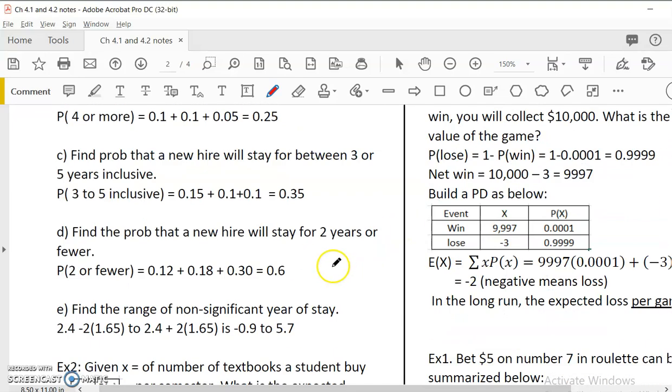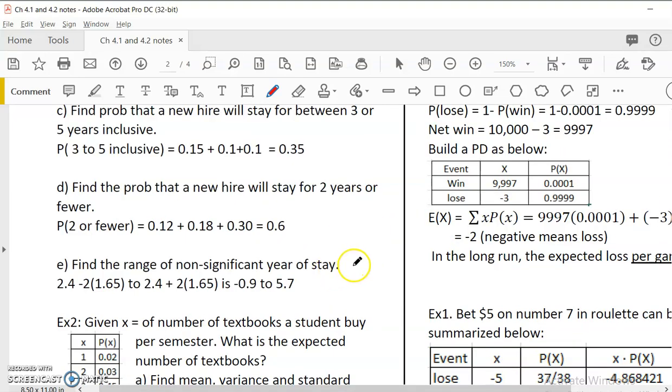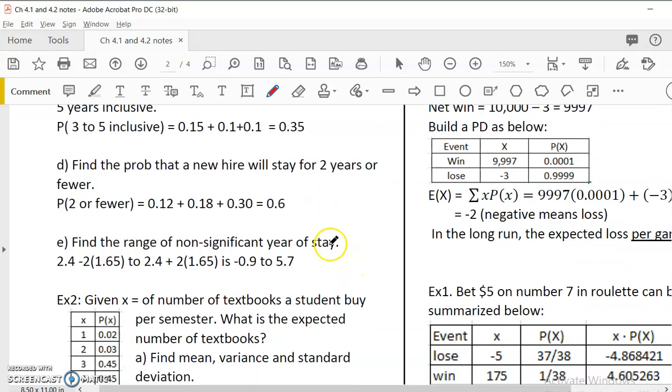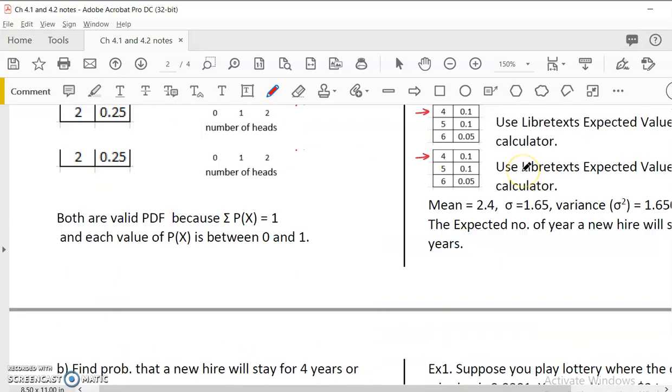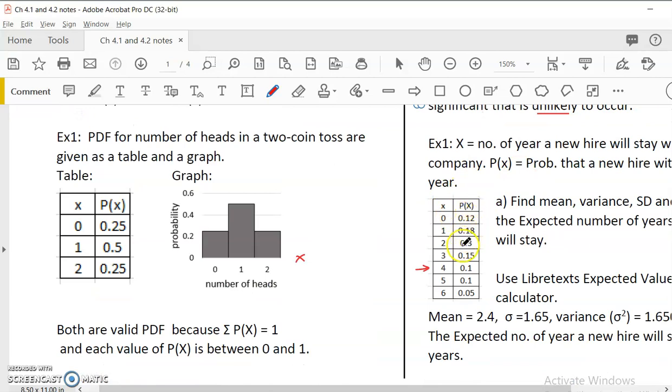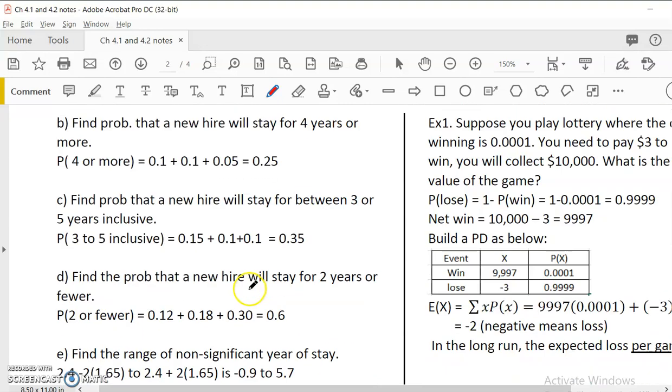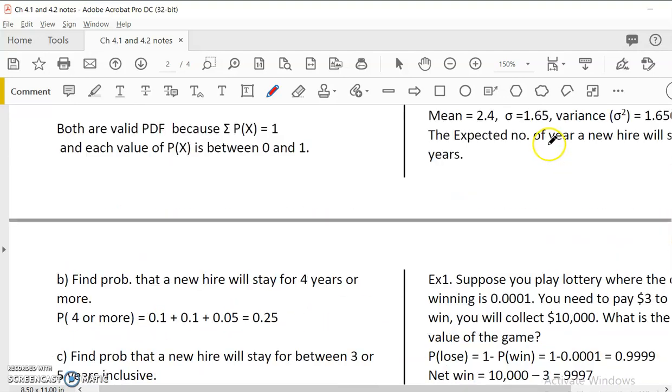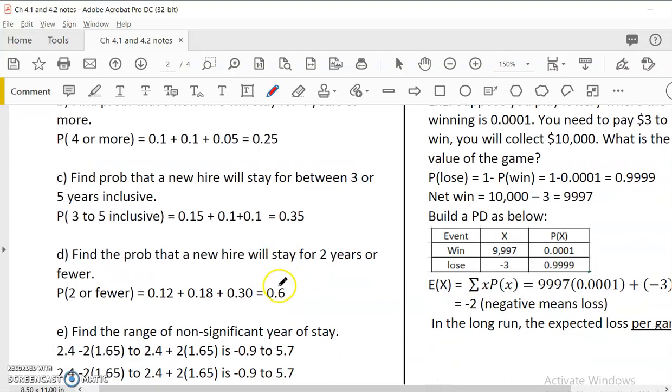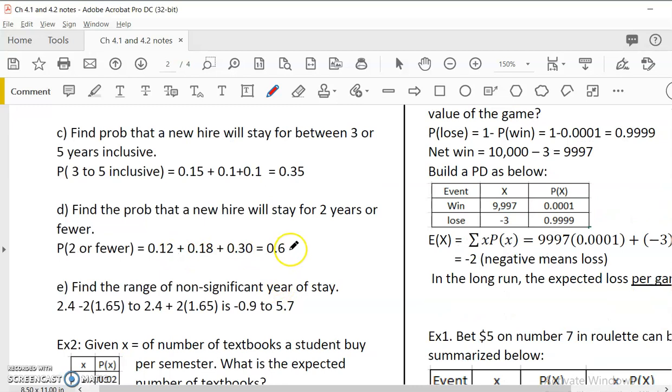We want to find the chance that I hire someone who will stay at a maximum of 2 years. So you do the first three, 2 years or fewer: 0.12, 0.18, and 0.30. Is it 0.30? Yes, 0.30. So that would be 0.6, a 60% chance that someone will stay less than 2 years.